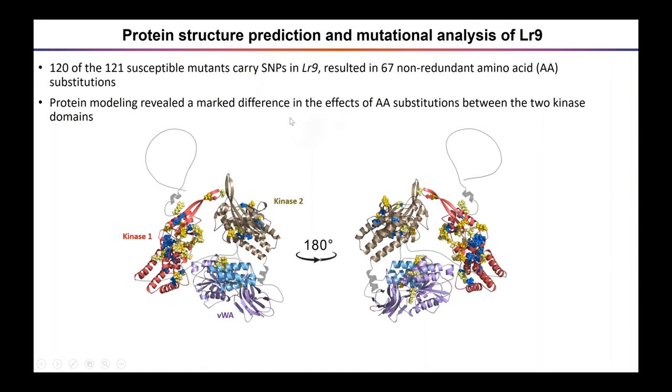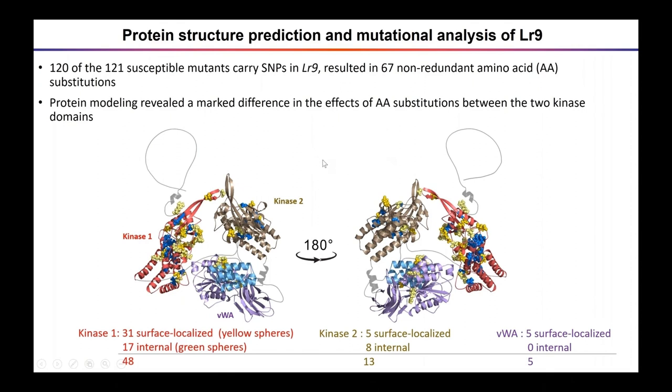We have observed a marked difference in the effect of these amino acid substitutions between the two kinase domains. First, we found there are more amino acid substitutions in kinase 1 than in kinase 2, which is 48 versus 13. And we also found kinase 1 has more surface-localized amino acid substitutions, while kinase 2 has more internal ones. It is known that surface amino acids are usually involved in protein function, such as kinase activity. However, the internal ones are usually involved in protein structure and stability.